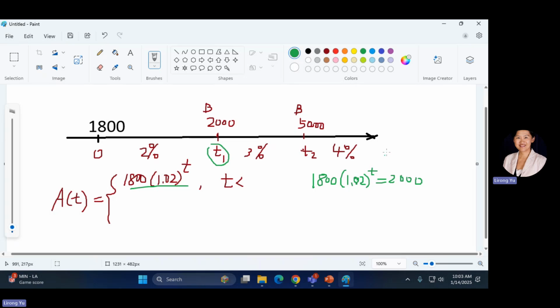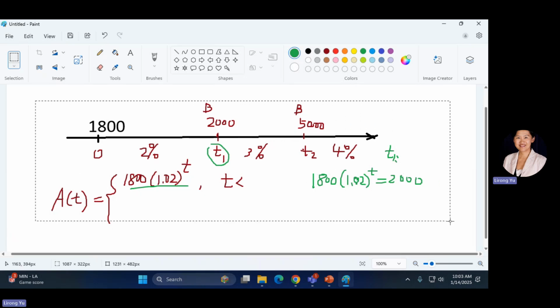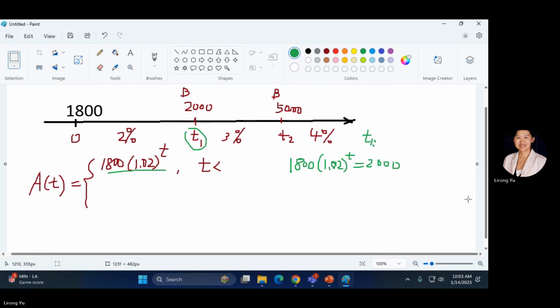This is a process to determine T1. In this calculation, we're going to solve for T. That's how you can solve for T1. Are we okay so far? We need to figure out T1, like since when has the money reached 2,000? That's when we are changing our interest rate. We need to know that time.